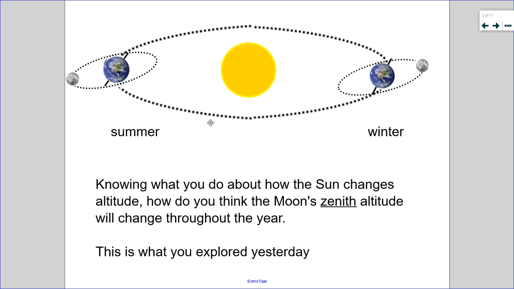Now, conversely, 6 months later, in the wintertime, when our northern hemisphere is tilted away from the sun, we are tilted towards a full moon, which means that the sun is taking a low path across the sky, and the moon is taking a very high path across the sky. And that concept can be changed for whatever phase you want to talk about.